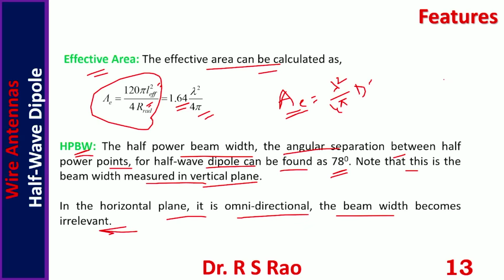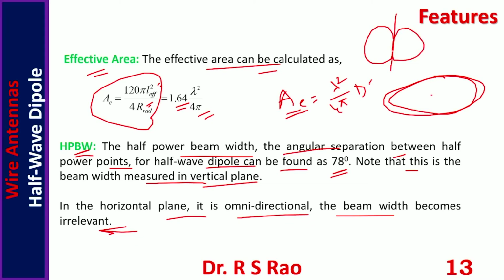See, as far as the horizontal plane is concerned, this is the radiation pattern. Here, beam width is irrelevant. Same amount of radiation in all directions in this horizontal plane. So beam width is relevant only in the case of the vertical plane, where the pattern is like this. So here one can identify half power points, let us say here and here. The angular distance between them can be determined. In the present case, it turns out to be 78 degrees.